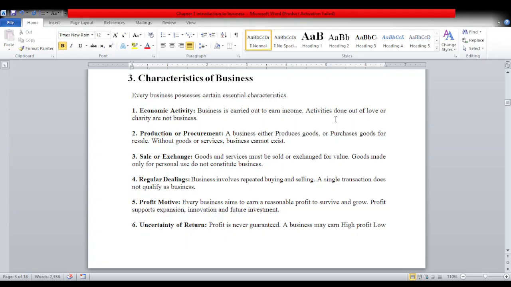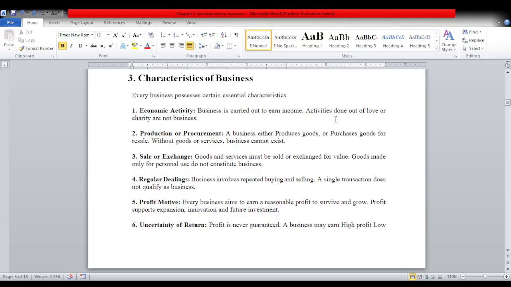It will have regular dealing. Regular dealing is related with business dealing, right? Buying and selling of goods and services over different periods of time in one accounting year. So business involves repeated buying and selling. A single transaction does not qualify as a business. They have to do a number of transactions on a regular basis.